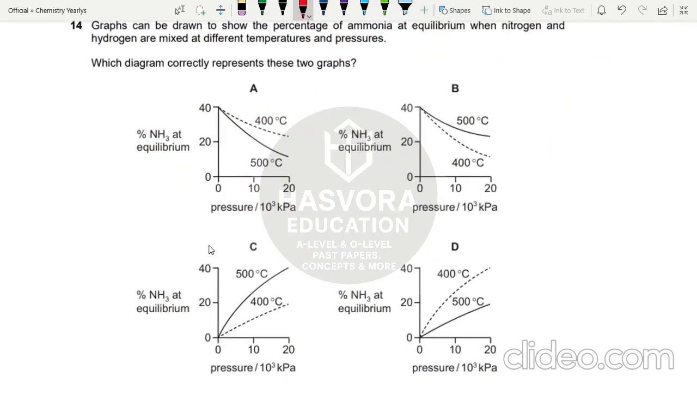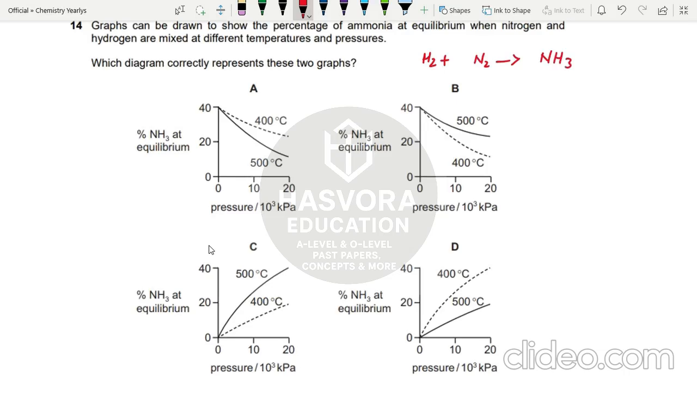14 says graph can be drawn to show the percentage of ammonia at equilibrium when nitrogen and hydrogen are mixed at different temperature and pressure. So now the thing you need to know about to solve this question is about the Haber process and the reaction of hydrogen and nitrogen to produce the ammonia. So the thing we need to know is that hydrogen plus nitrogen produces what?